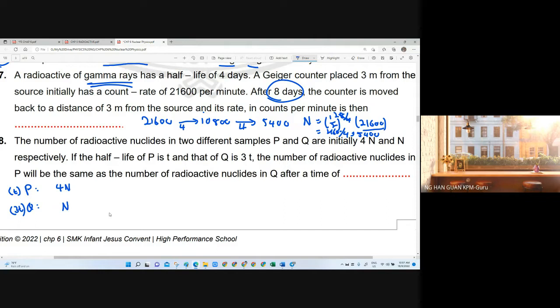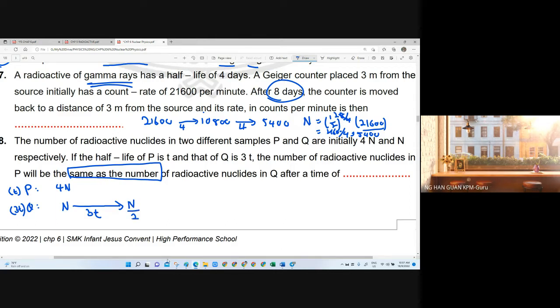Now, at the beginning they are different. P has 4N, Q only has N. The question asks when they are going to have the same number of radioactive nuclei. We can only work out when they become the same after a half-life. The half-life for Q is 3T. After 3T, N becomes N over 2.